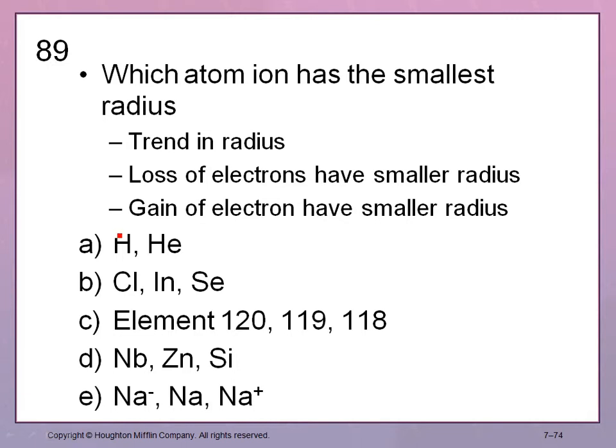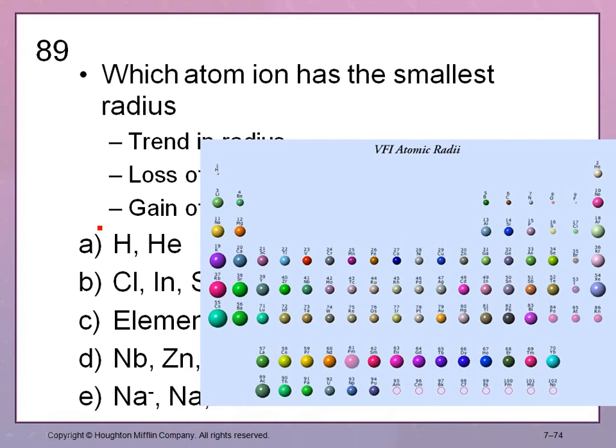And so in this first one, we see hydrogen and helium, and you are supposed to identify which one has the smallest radius. Now I'm looking at this table I was showing you in a previous program, and I'm looking here at hydrogen and helium, and I'm saying this is a problem because this does not show the trend real accurately.